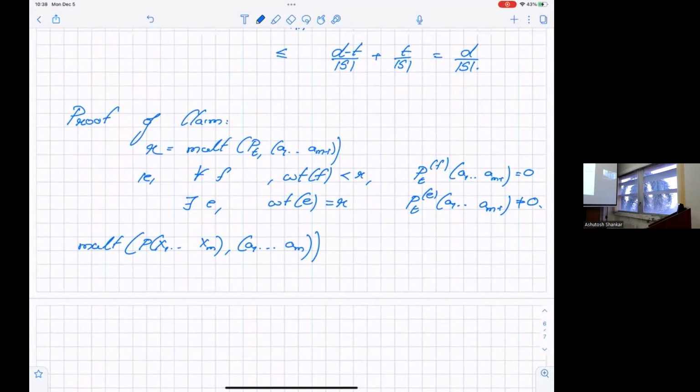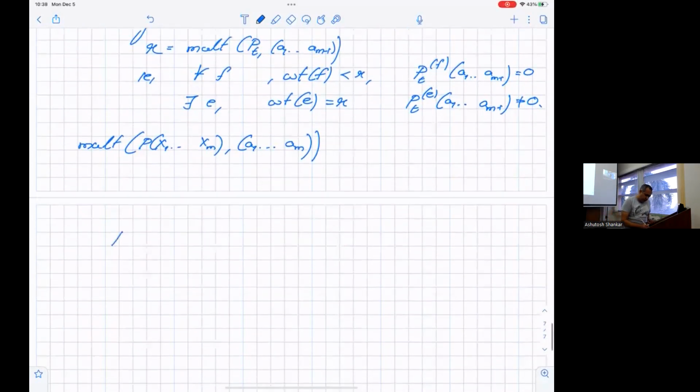Let's relate the multiplicity of P to the multiplicity of P differentiated E times. We don't try to match, because this is one lower-order variable, one fewer variable. So let's define it: I want to differentiate with respect to E, but the last variable I'll take zero times. P_E0 of x1 to xm, what will this be?